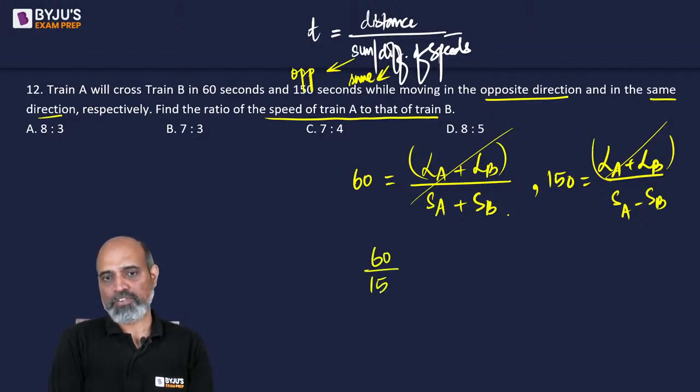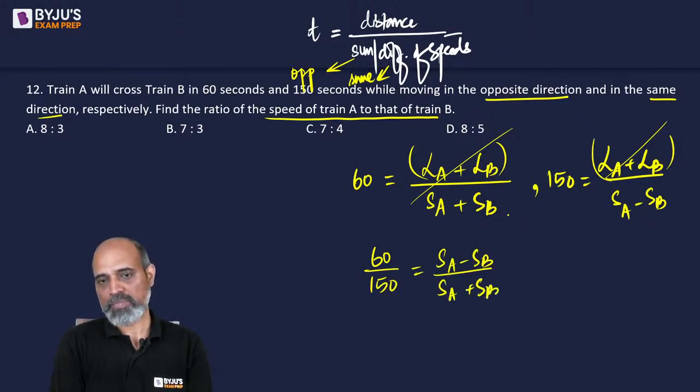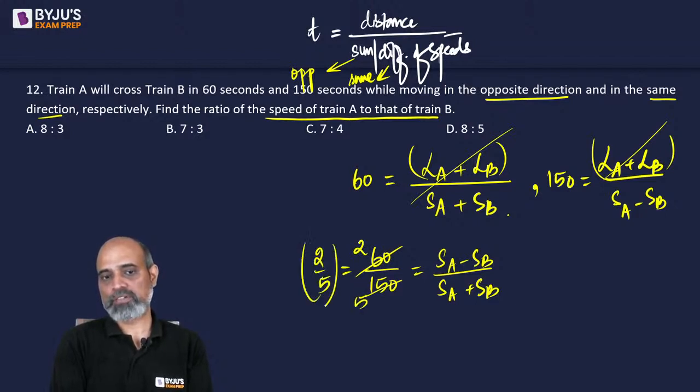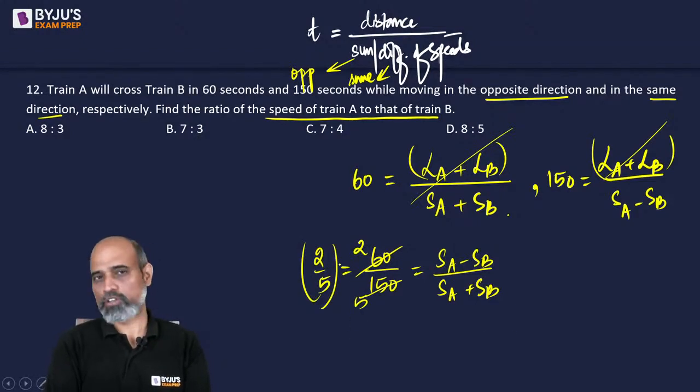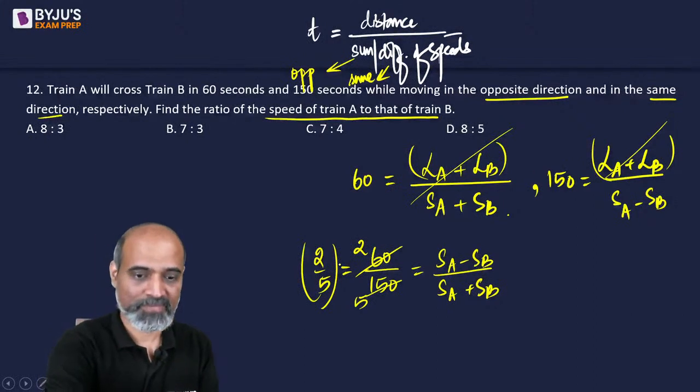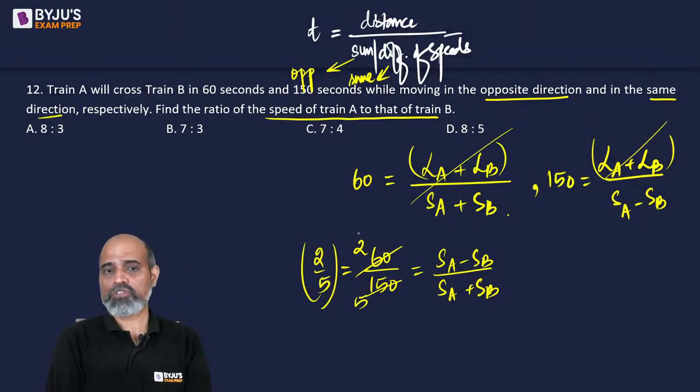60 by 150 is equal to S of A minus S of B upon S of A plus S of B. Now 60 by 150, they are 30 into 2 and 30 into 5. So 2 and 5 आप लिख दिया. अब क्रॉस मल्टीप्लाई करके सॉल्व मत करना. ऑप्शंस क्यों है भाई? यूज ऑप्शंस.